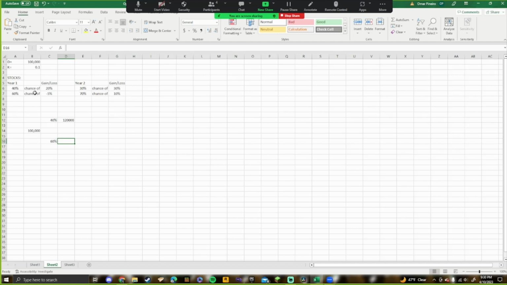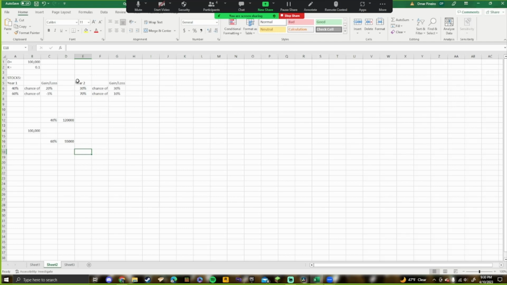Now you have a 60% chance of losing 5%. So it's the same process. Well, actually, let's do it the way I've been doing it, like that. We multiply it to 1. And remember, we just do plus because this is already negative. We don't need to do subtraction. Plus that. And we have our 95,000 right there. Okay. Now this is one possibility for year one, and this is the second possibility for year one.